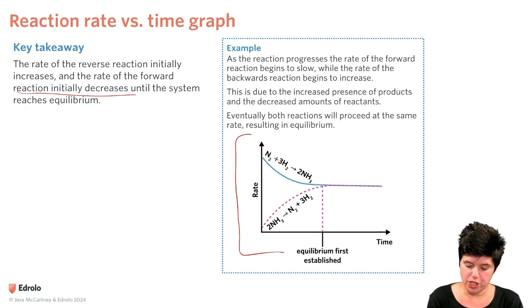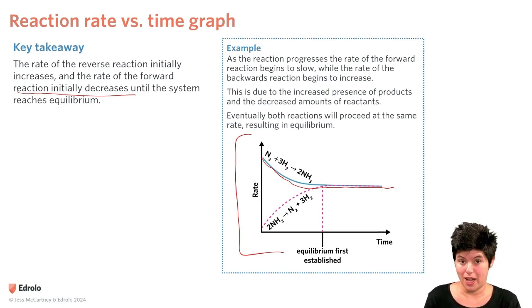So as the reaction progresses, the rate of the forward reaction begins to slow. All right, so that's what's happening here. So we can see the drop, and then it starts to plateau off as shown here. Now this is due to the increased presence of products and the decreased amount of reactants. Now, because this is in dynamic equilibrium, the same thing needs to be happening with the reverse.